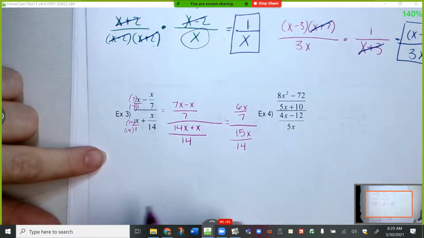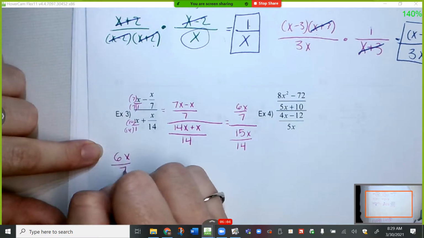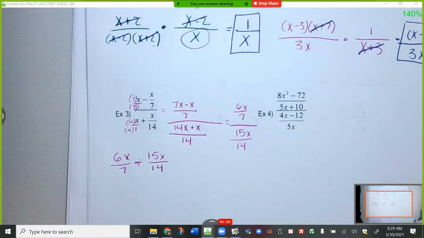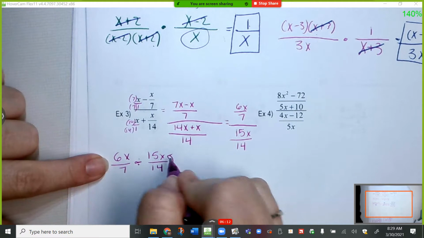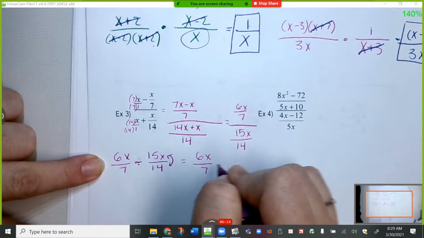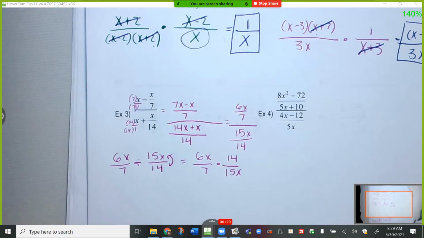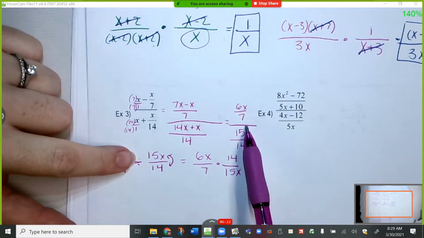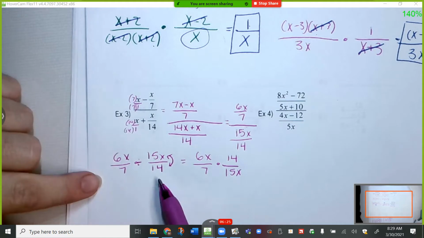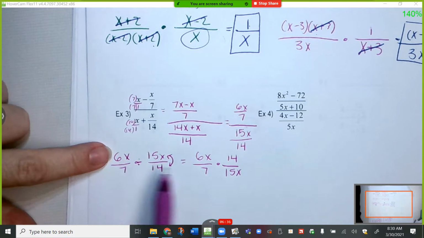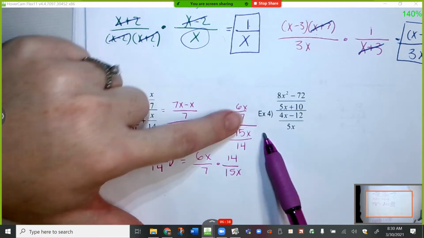Okay, we're going to set it up as division. So I get 6x over 7 divided by 15x over 14. This is division, so I'm going to flip. And I get 6x over 7 times 14 over 15x. Now, I do want you to realize that if you understand that you're flipping the denominator, do you really have to write this step every time? No. So if you see that, that's fine. I'm going to show it every time today because I want you to understand why. But if you're understanding that, then you can just go ahead and do it from here to here. Does that make sense?